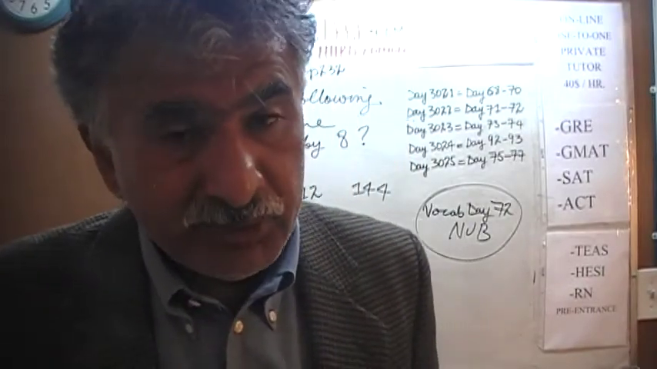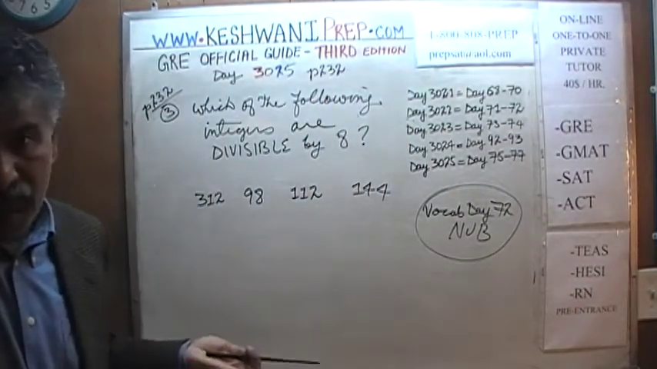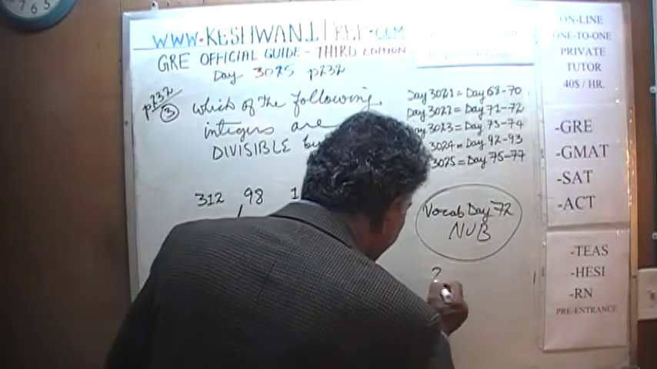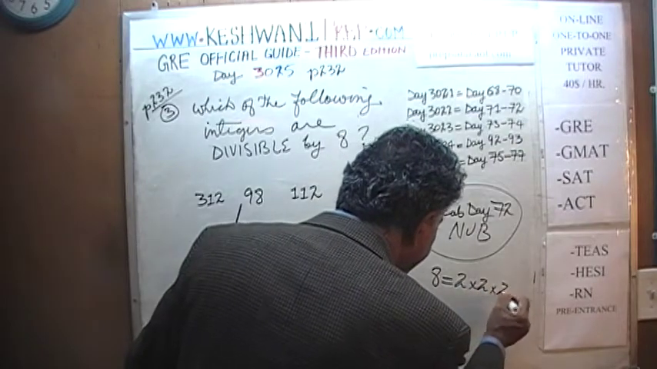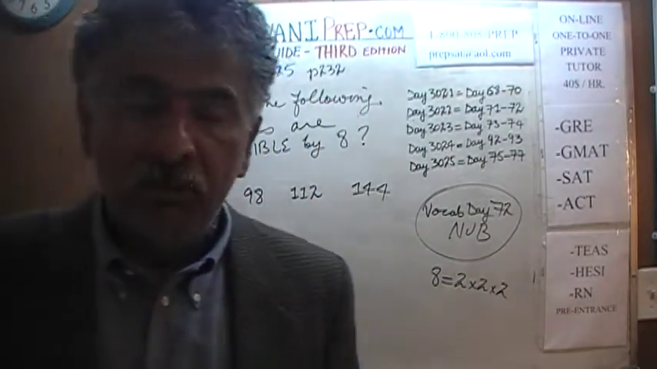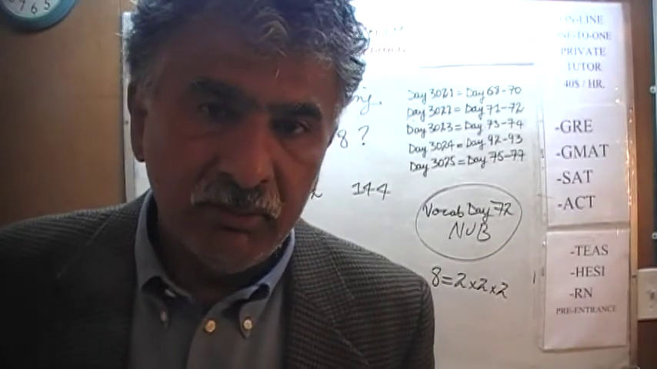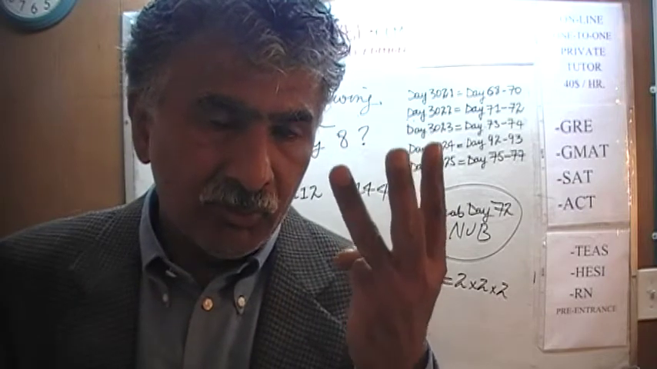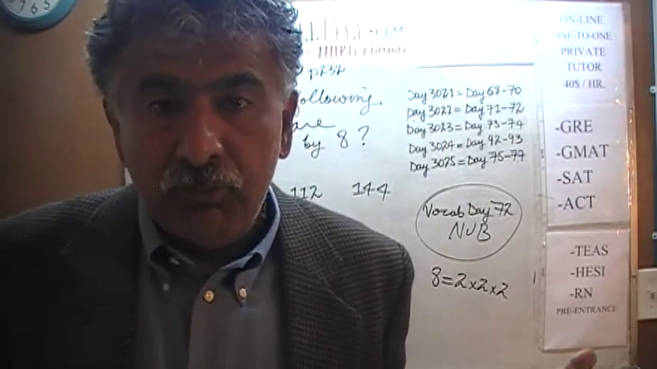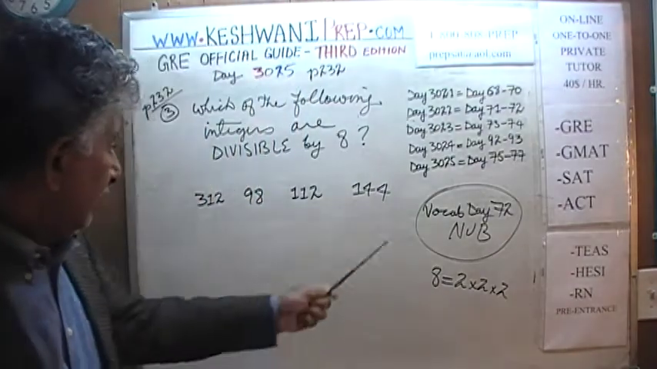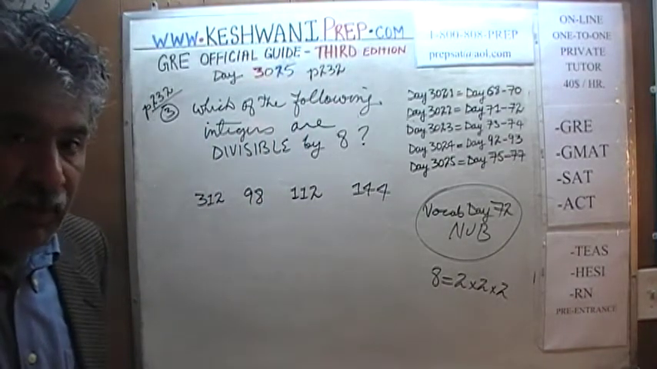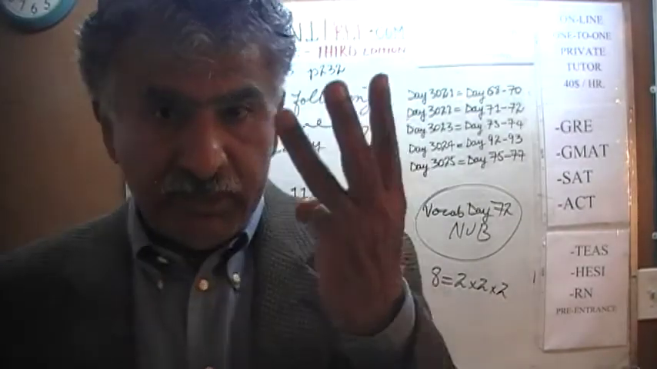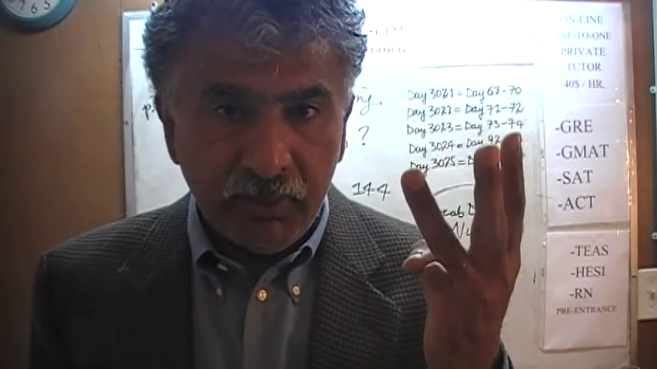One is a very classical way, which is to actually divide each one of them by 8 and see which one is divisible. Another way is to understand that 8 is simply 2 times 2 times 2. So if you keep dividing these numbers by 2 each time, anything that makes it through three rounds of twos is divisible by 8, because 2 times 2 is 4, 4 times 2 is 8. They are all even numbers, which means they are all divisible by 2. Everybody qualifies for the first round.